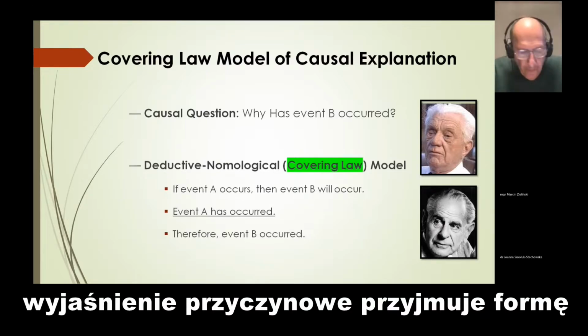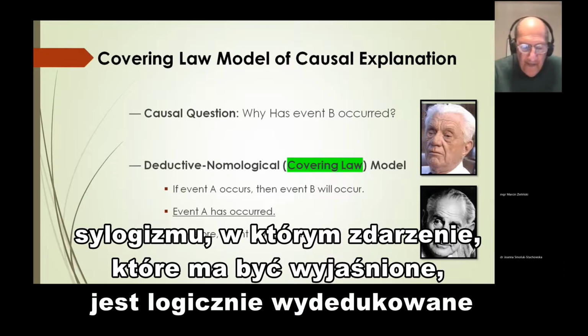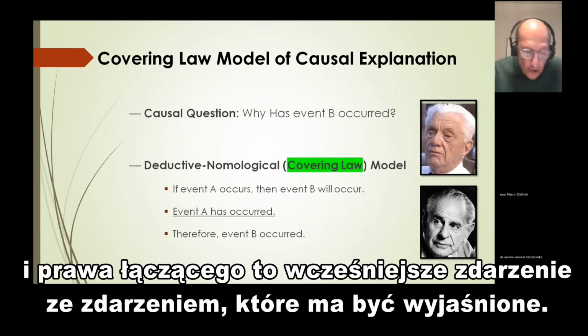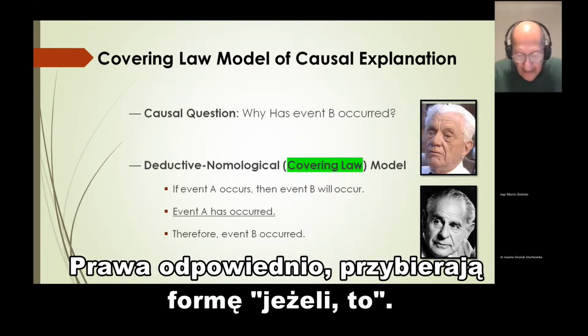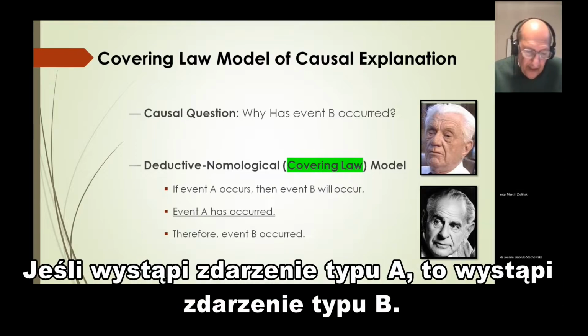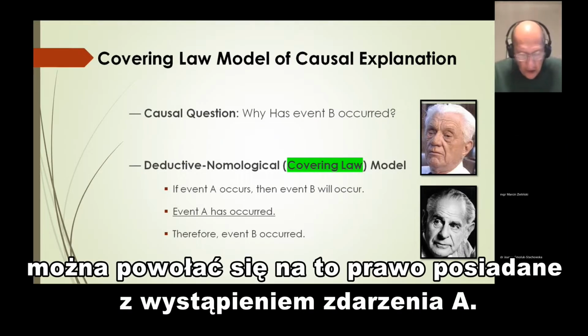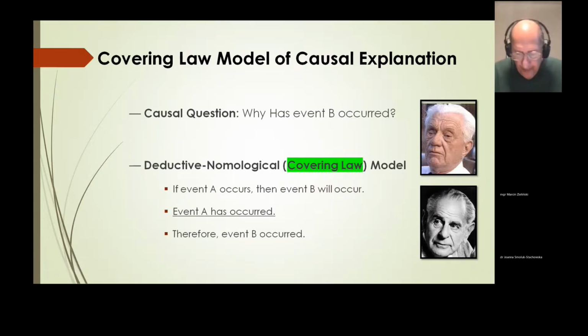causal explanation takes the form of a syllogism in which the event to be explained is logically deduced, or is a logical conclusion from the occurrence of a prior event, and the law linking that prior event to the event to be explained. The laws accordingly take an if-then form. If an event of type A occurs, then an event of type B will occur. Thus, if one asks why B has occurred, one can cite this law along with the occurrence of event A.